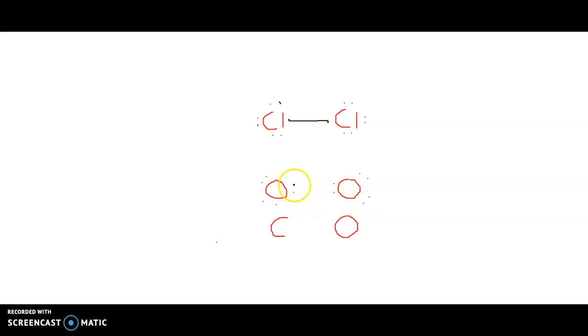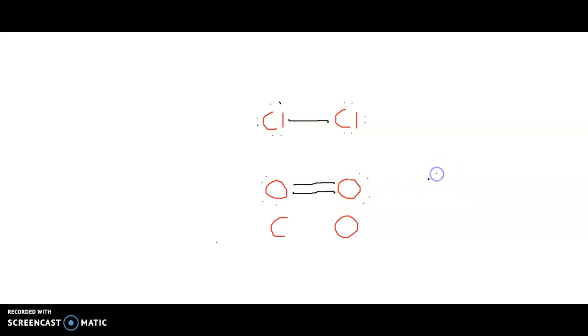So if I form a single bond, let's put these two guys together. 1, 2, 3, 4, 5, 6, 7. That's no good. We want 8. So let's form a double bond. Let's share these 2 electrons. 1, 2, 3, 4, 5, 6, 7, 8. So by sharing 2 electrons this time, forming a double bond, we've made it stable.